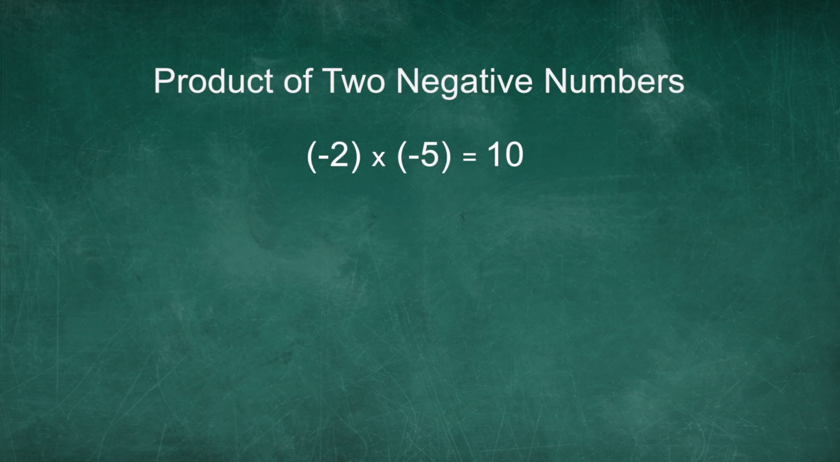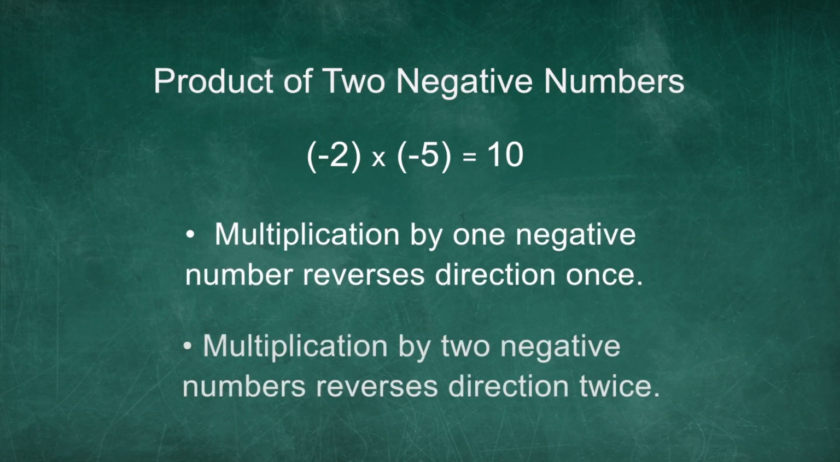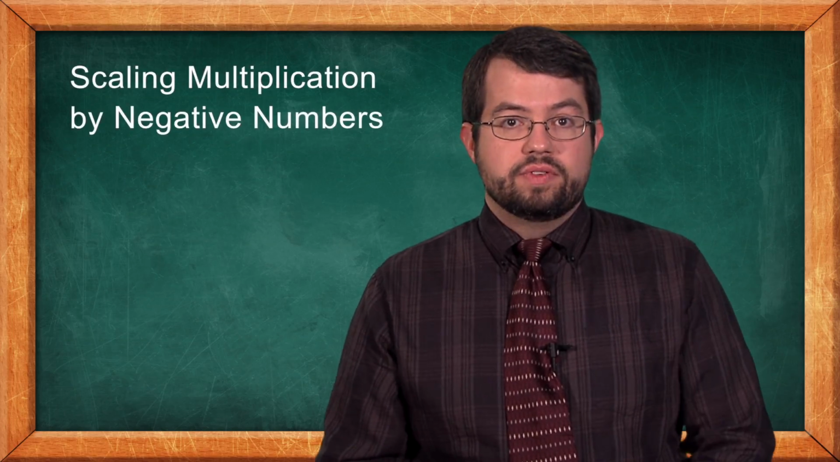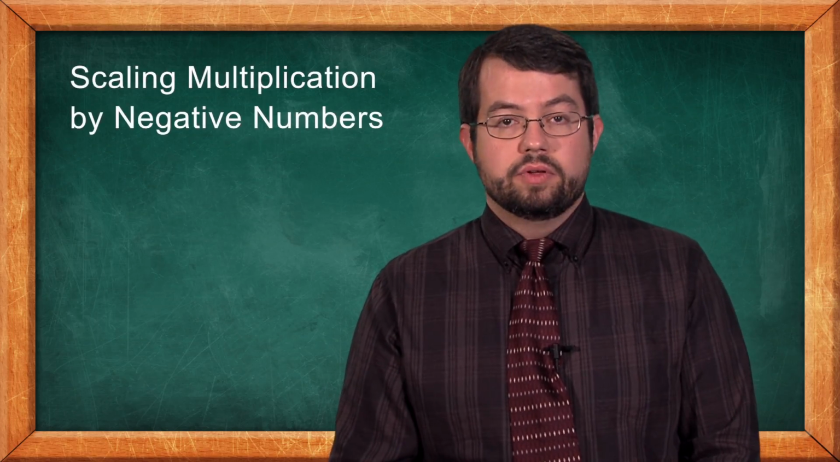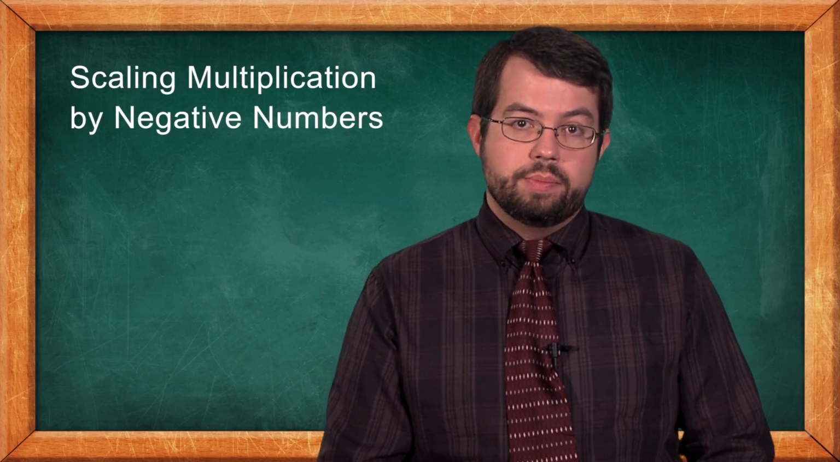With this perspective, hopefully the old rule that the product of two negative numbers is positive gains some added clarity. Multiplication by one negative number reverses the direction once, and multiplication by two negative numbers reverses the direction twice, thus restoring the original direction. We focused in this video on how scaling can be used to model multiplication by negative numbers, and we've used that model to see why a product of two negative numbers should be positive.